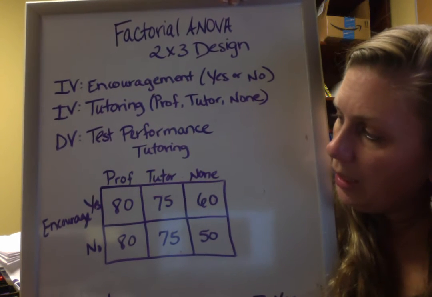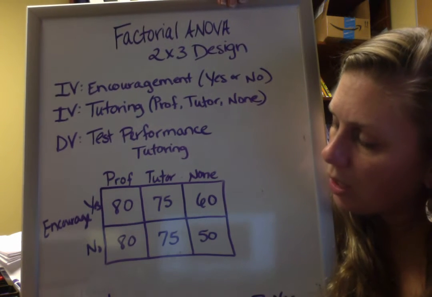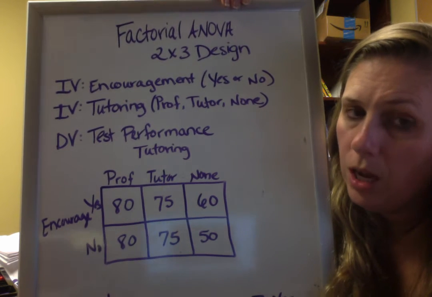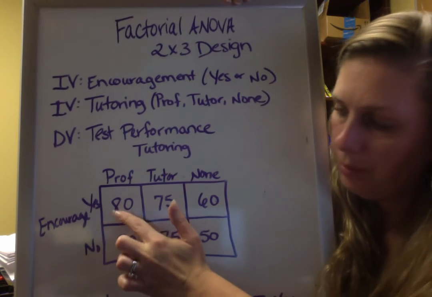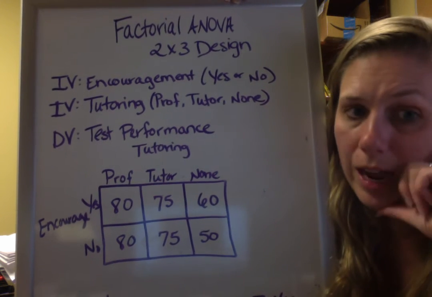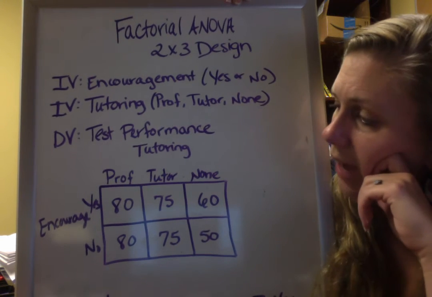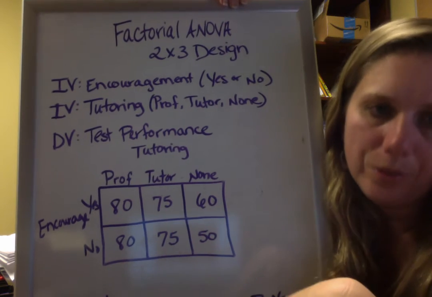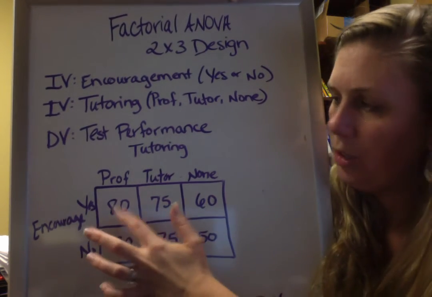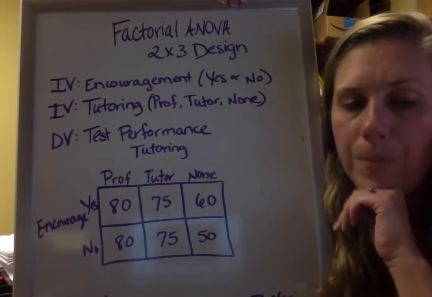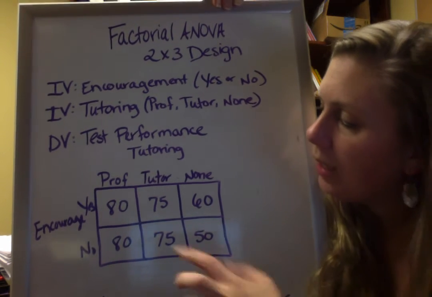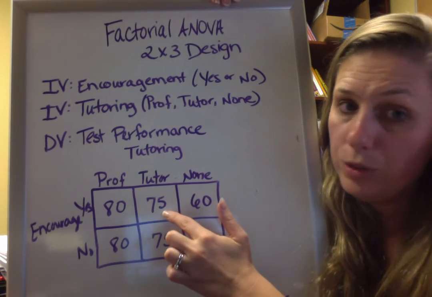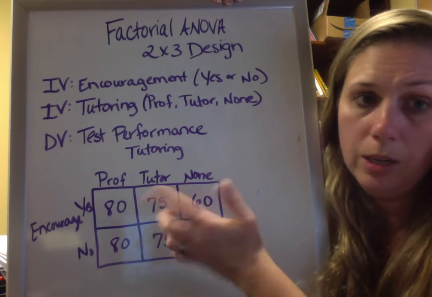I started with my group of participants who are going to come in and get encouragement and get the professor to tutor them. So these people here, I decided that on average, would have a grade of about an 80. And I used that 80 as my anchor for all my other numbers. I thought, okay, these people should be doing about the best, so I put them at an 80. Here, these are the people in the encouragement group being tutored by the tutor, and they're still doing pretty well compared to the 80.